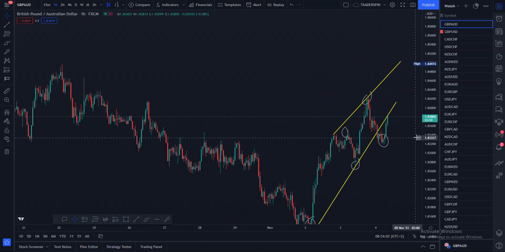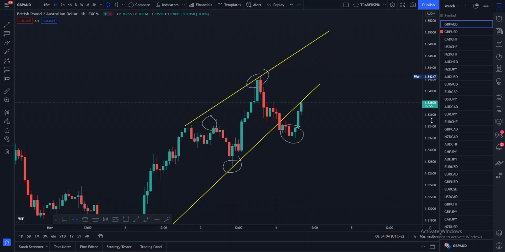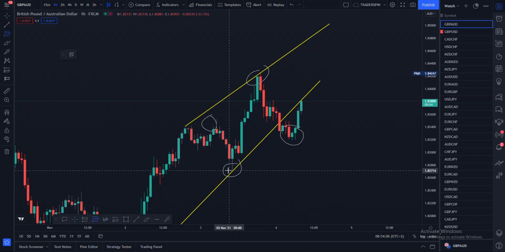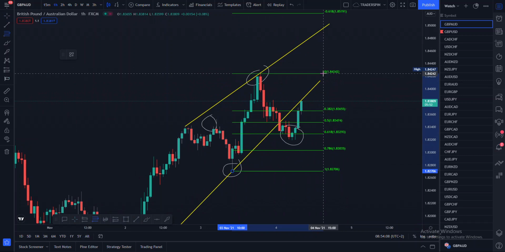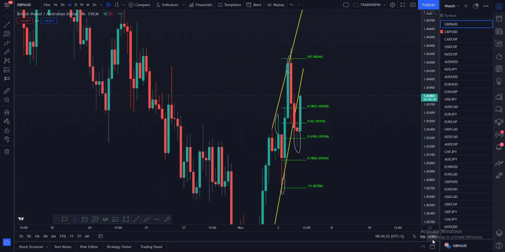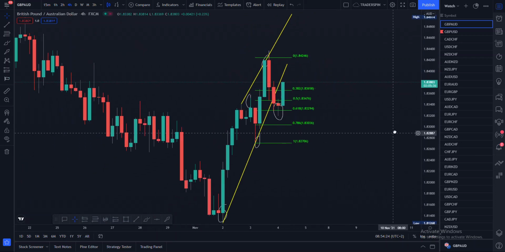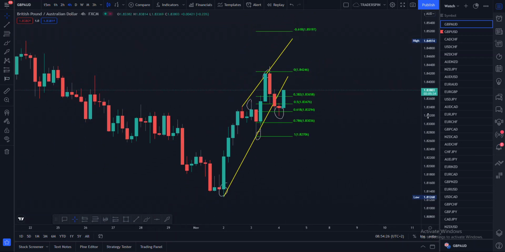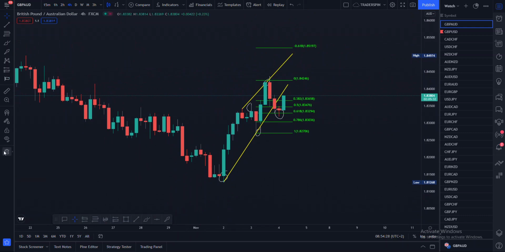So now you then come here, right? And then you draw your Fibonacci retracement, right? And then you see that price has reversed at your 0.618 zone, which is pretty much cool, right? And then you had your pattern on your 4-hour time frame. Beautiful, isn't it? So this is basically all that you need.